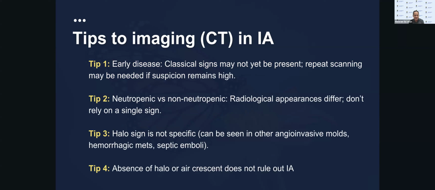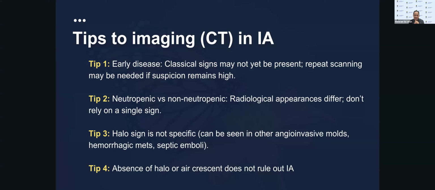So tips to imaging or CT scan in patients with IA. Tip 1: if the patient has an early disease of IA, classical signs even in neutropenic patients may not be present. In these patients, repeat scanning may be needed if suspicion remains high. Tip 2: you must ask yourself whether you are dealing with neutropenic or non-neutropenic patients, because radiological appearances differ, as well as galactomannan positivity in terms of serum as well as BAL.